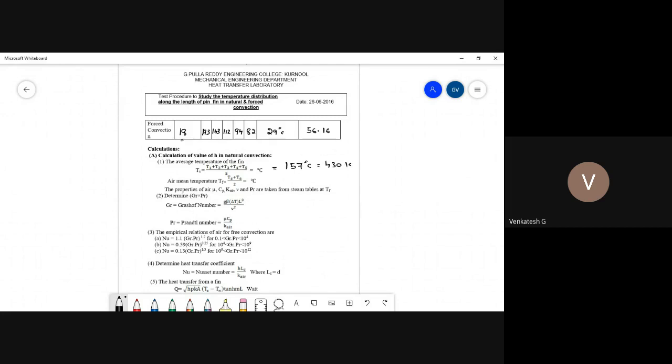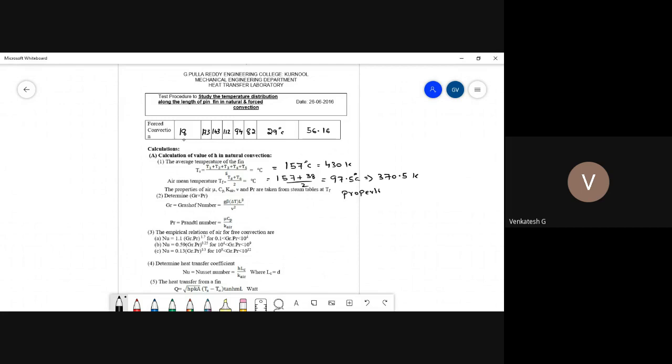After calculating the average temperature, we need to calculate the film temperature, which is nothing but surface temperature plus ambient divided by 2. The surface temperature here is 157, and the ambient temperature in natural convection is 38. So the film temperature will be 97.5 degrees centigrade, which is around 370.5 Kelvin.